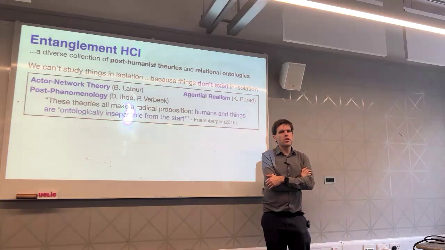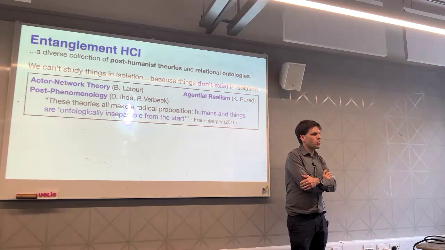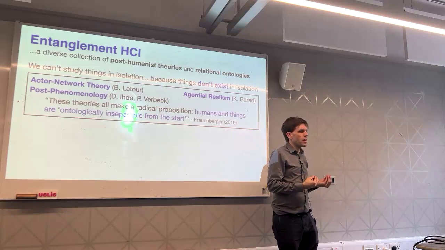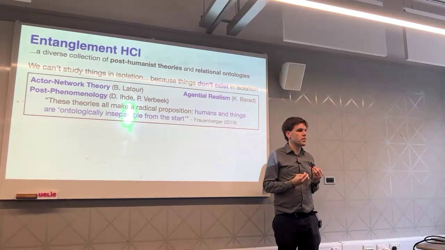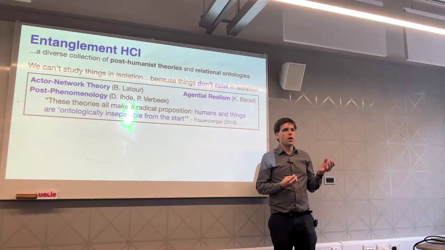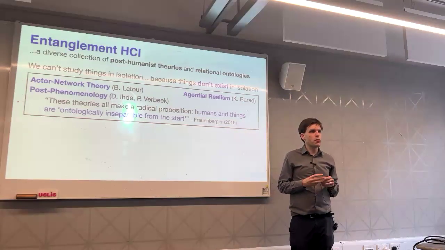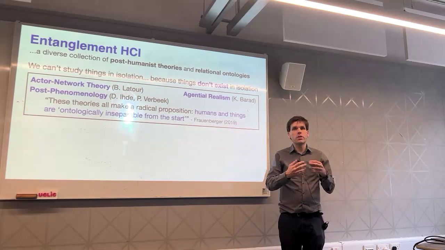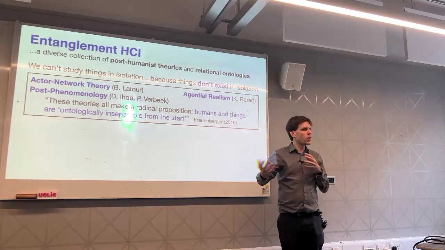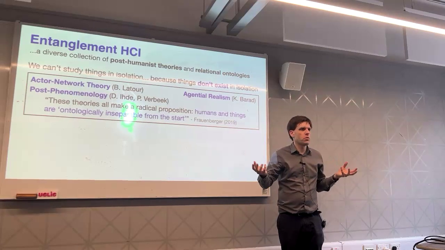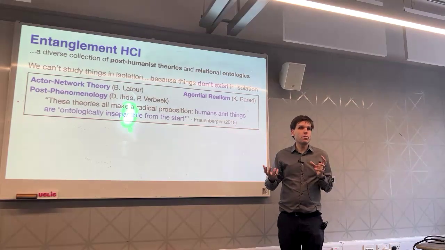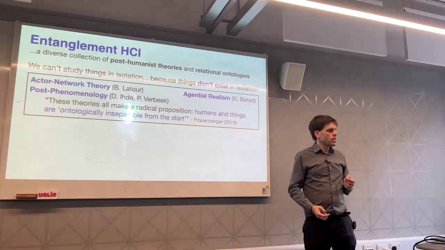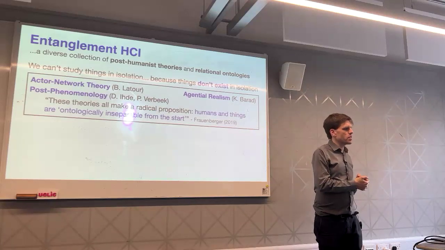And so what are we talking about here? We're talking about things like Latour's actor network theory. We're talking about Don Ihde's post-phenomenology around human-technology relations. And I think, for me, especially resonant is the agential realism proposed by Karen Barad, which builds on a basis out of quantum physics and certain notions of indeterminacy and entanglement of observer and observed to make a fairly far-reaching theory about what we can claim exists and what our responsibility as scientists and engineers might be. So the idea is that humans and things are ontologically inseparable from the start.